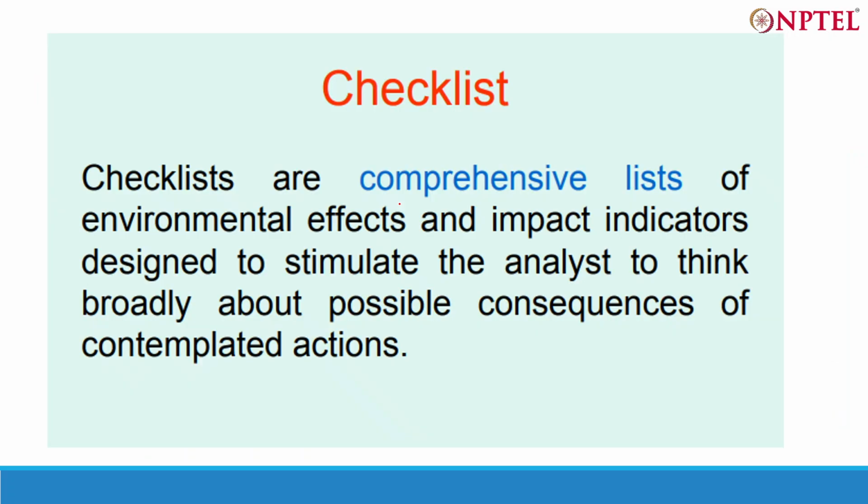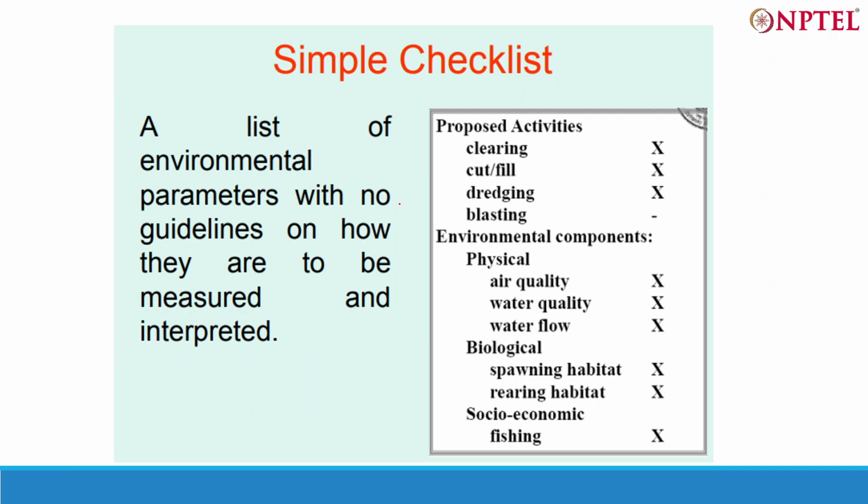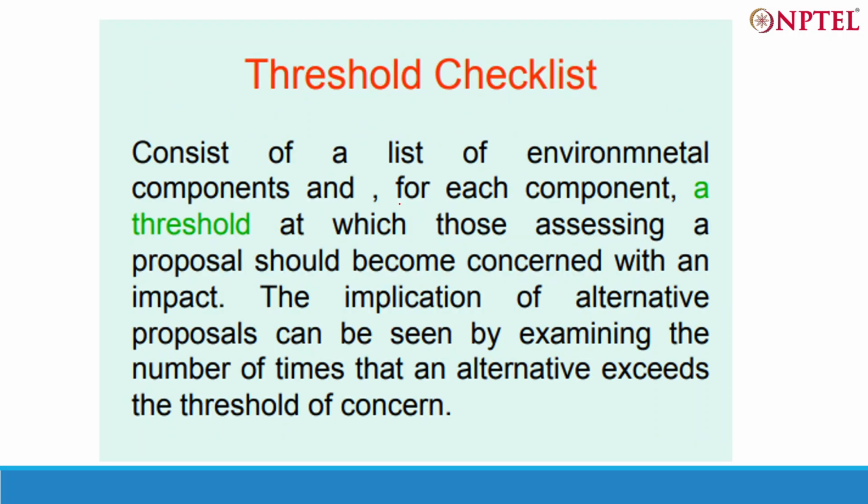Then we talked about checklists, and different types of checklists like the simple descriptive questionnaire, threshold concern, and scaling checklist, then a list of environmental parameters with no guidelines on how they are to be measured and interpreted. A descriptive application includes the identification of environmental parameters, guidelines on how to measure data on the particular parameters, and a threshold checklist. Each component has a threshold at which the assessing proposal should become concerned with an impact.